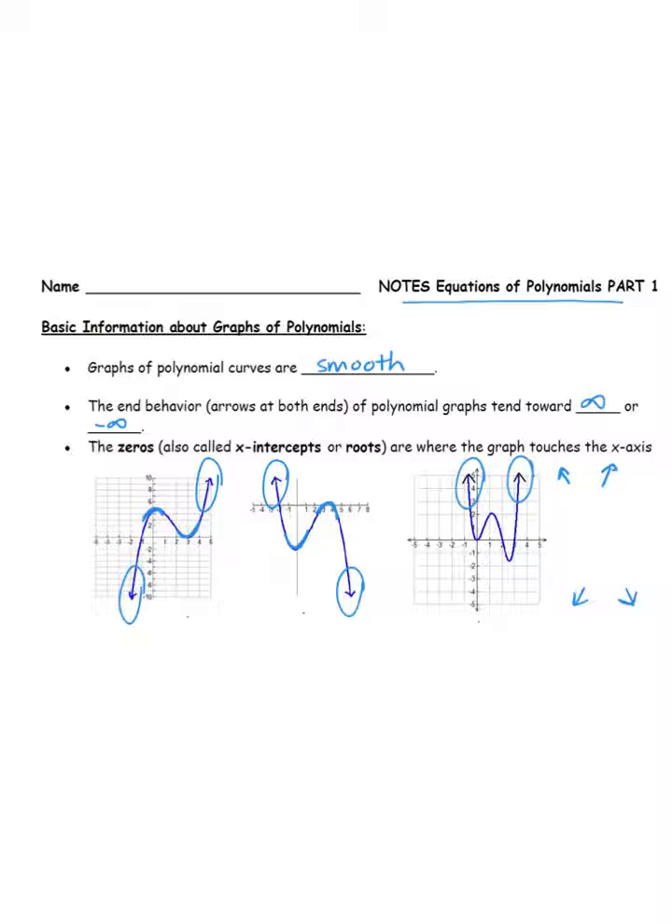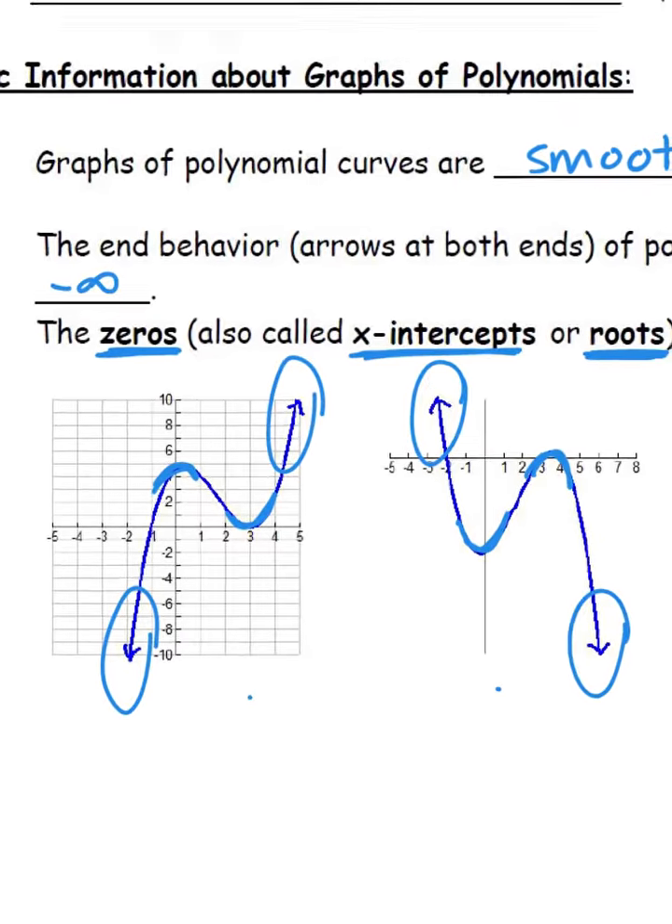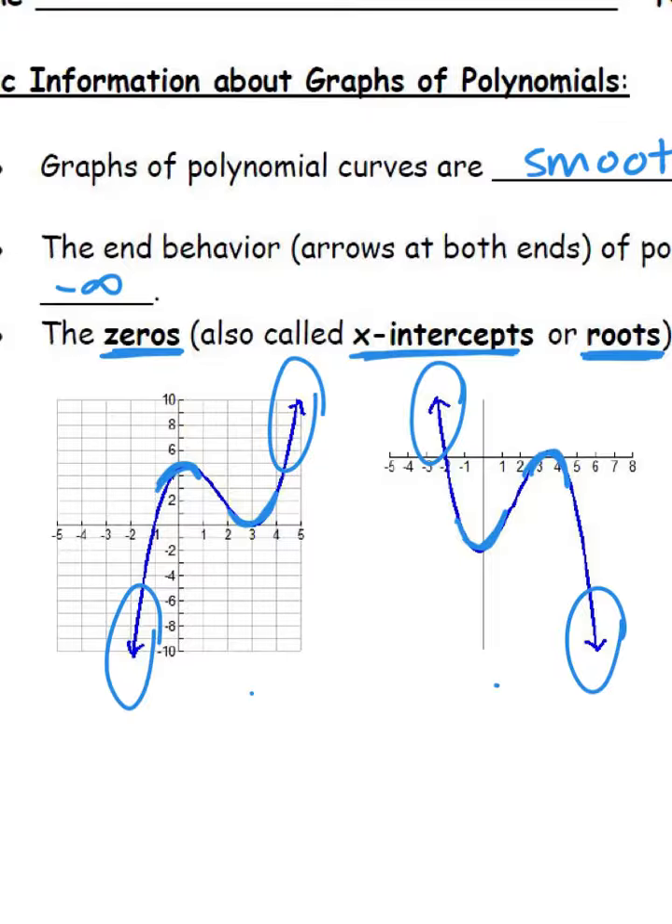And then lastly, polynomials have really important features, which we've actually talked about earlier this unit. And we have a few different names for them. Often they're called zeros. Sometimes they're called x-intercepts or roots, or you may have also referred to them as solutions. And those are really important points on the graph. Those are where the graph touches the x-axis. So I'm just going to zoom in and point out the roots or the x-intercepts, where my smooth curve touches the x-axis.